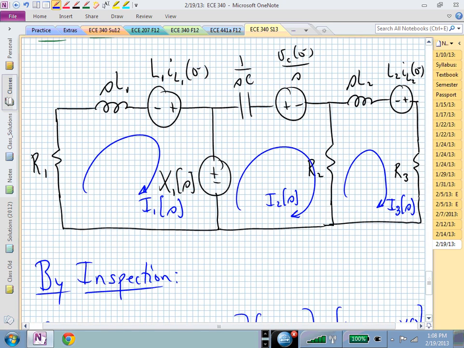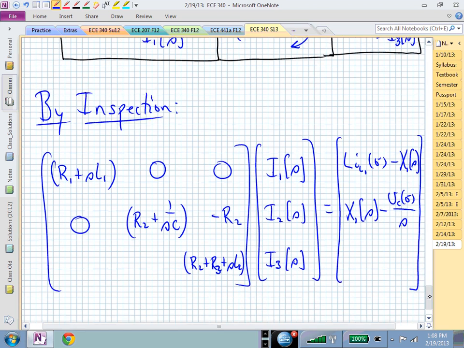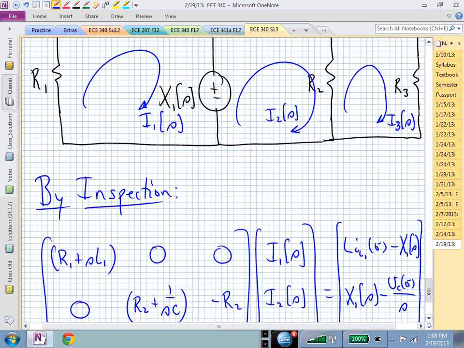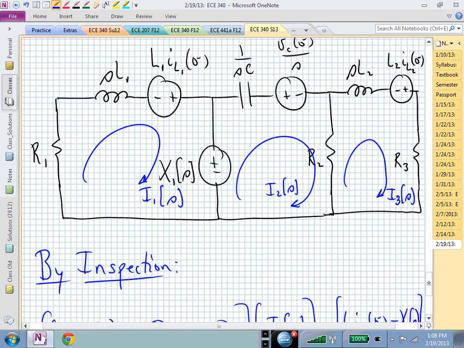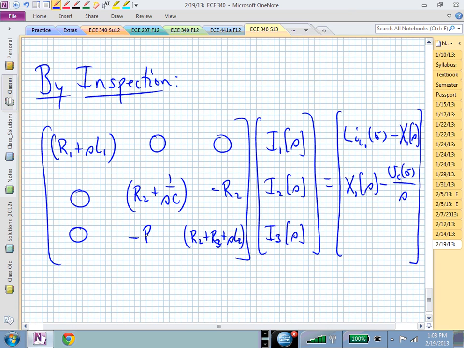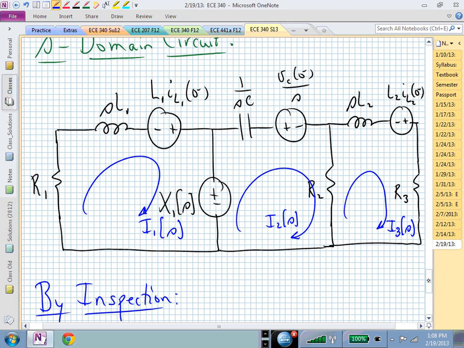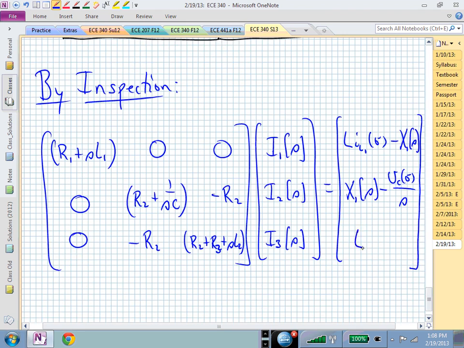Does I sub 3 share any impedances with I sub 1? No, so that 3-1 entry is 0. I sub 2 does share something, that's R sub 2. That comes in as minus R sub 2. And what about sources? I just have the one, and is it going to be a positive or negative sign? It's going to be positive. So this is now I sub L sub 2 of 0 minus.